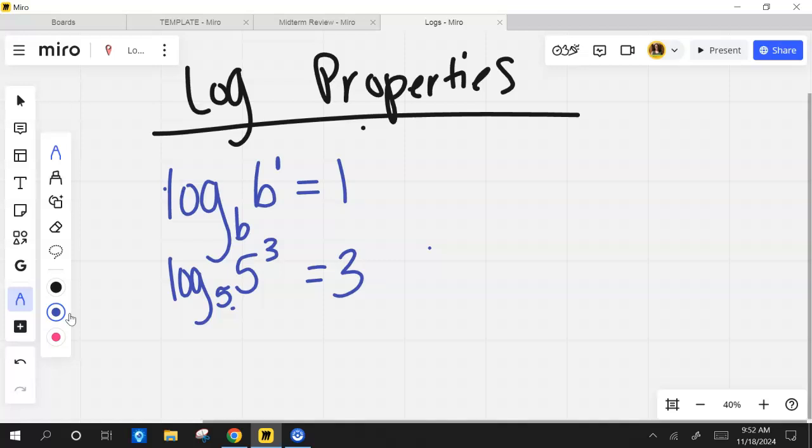Now, the second one goes kind of hand in hand with this. It's log base b of 1. What is the only way? If it's 0. That's exactly right. If it's 0.